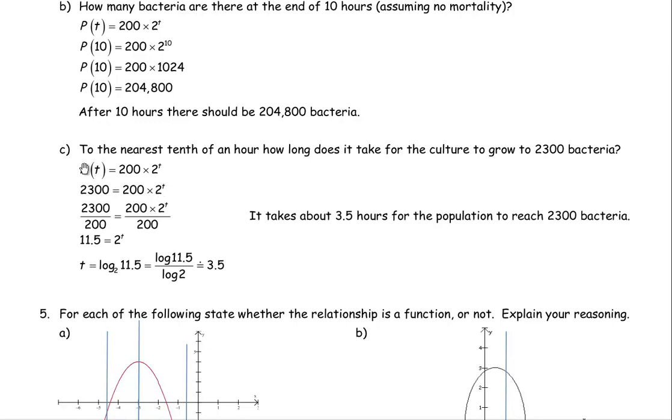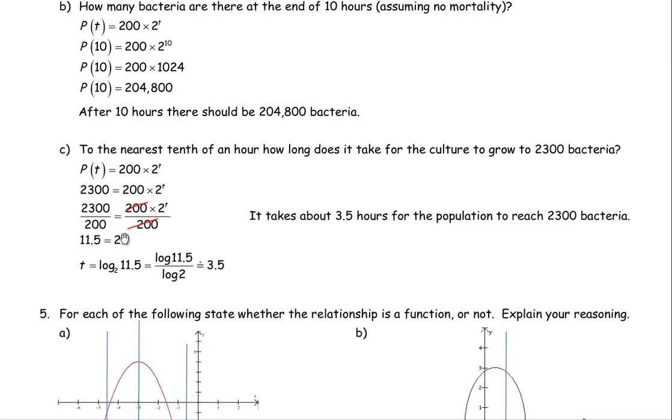So 2300 goes here. Now I want to solve for time, so I would want to get the expression with the t in it alone. So I want to get the 2 to the t by itself. So I would divide out this 200, and that's what this line is, and then we divide out the 200. So those 200s would divide out. And so we're left with 2 to the t equals, and 2300 divided by 200 is 11.5.